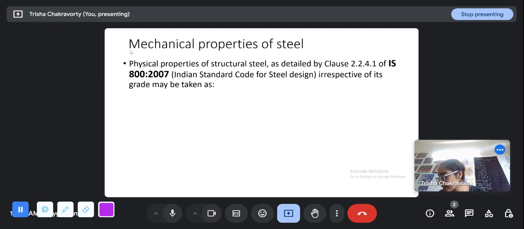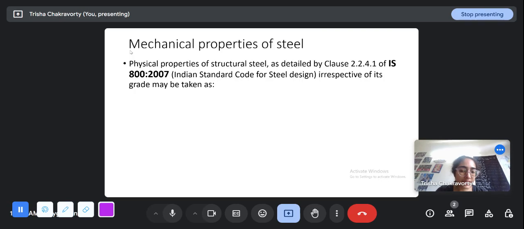Mechanical properties of steel. There are five mechanical properties that are detailed by this clause of IS 800. If you have gone through the codes, you will know that the codes are generally given in the form of clauses. Clause 2 is huge, maybe it will go for 4 or 5 pages. 2.2 is a subclause. 2.4 is a subclause. That's how our codes work. And IS 800 2007 is our Indian Standard Code for Steel Design. IS 800 is the code name, and 2007 was when it was last revised.